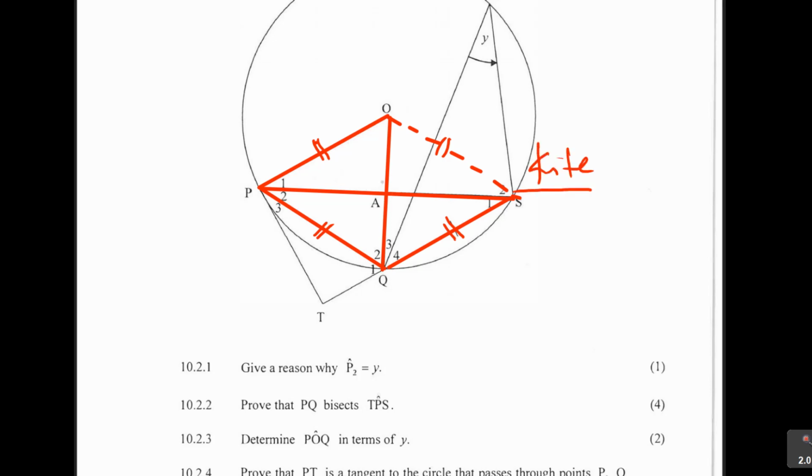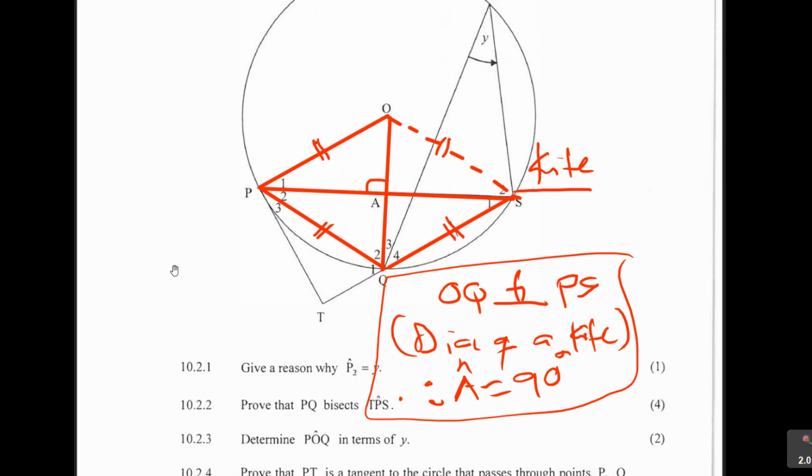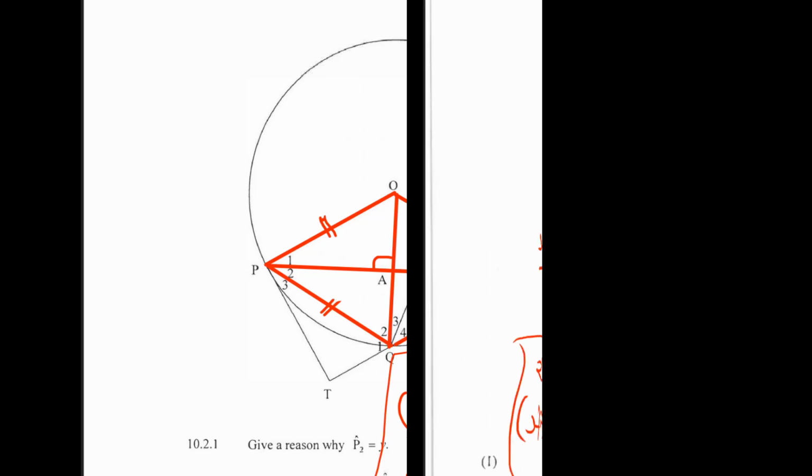If this is a kite, the diagonals of a kite are perpendicular. So you can say in here OQ is perpendicular to PS, and you can give the reason: diagonals of a kite. And therefore angle A is equal to 90 degrees. Just that, if you could have done that, I think they'll give you also full marks. So guys, these are different ways you could have approached it. As I said, apologies for the noisy background, but I just wanted to bring this to you.